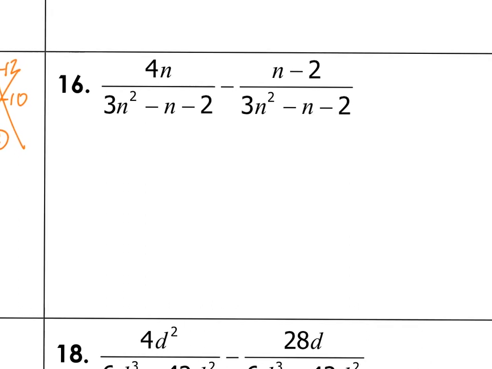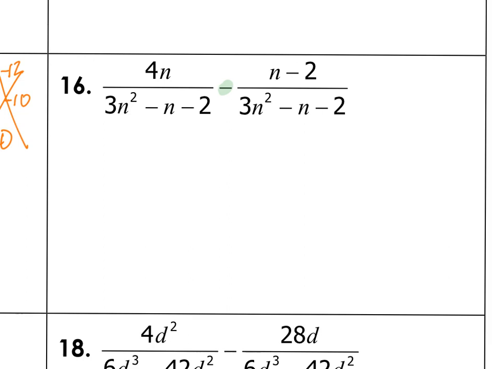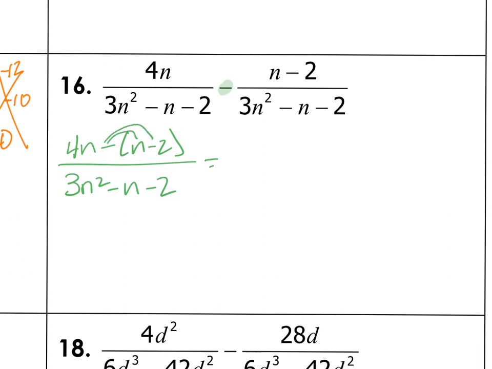Again, number 16 is a subtraction problem. So I've got 4n minus n minus 2 all over 3n squared minus n minus 2. If I distribute the negative sign, let me just write this out. So it's 4n minus n plus 2 all over 3n squared minus n minus 2.